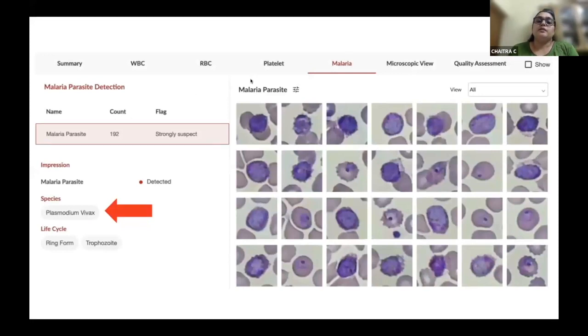We also have a value-added additional feature, AI-assisted malarial parasite detection. In this picture, we can see beautiful vivax rings and trophozoites. AI100 also gives you the species name and whether ring forms or trophozoites are seen. As beginners, we tend to miss ring forms, but AI will pick them up with good sensitivity and specificity.